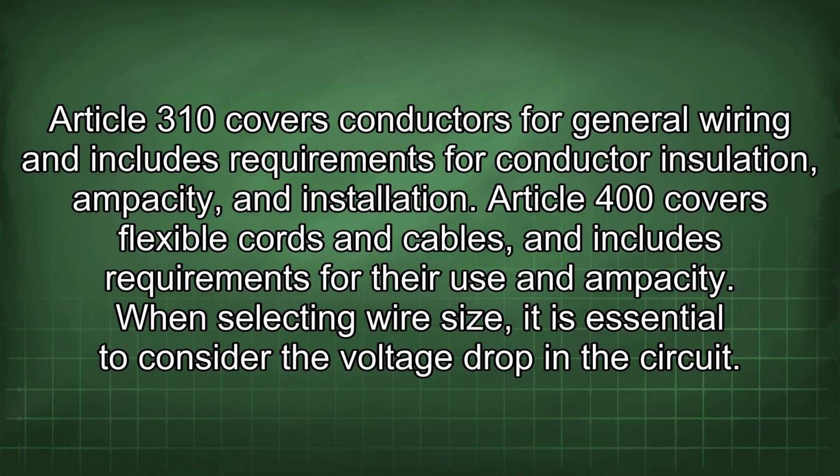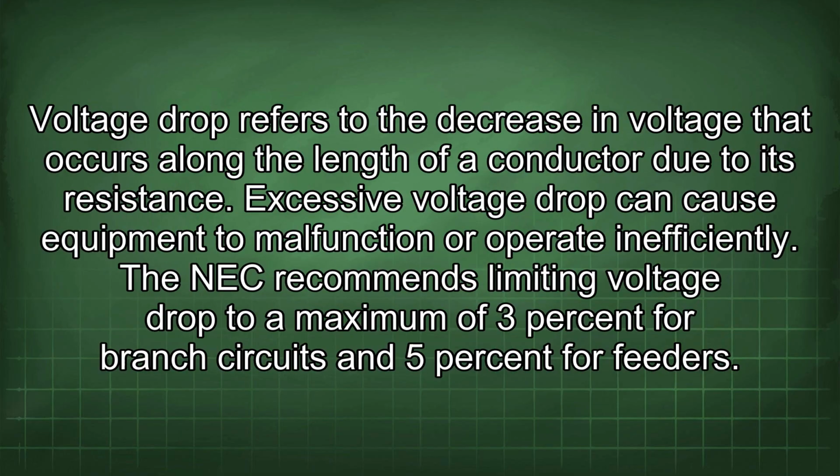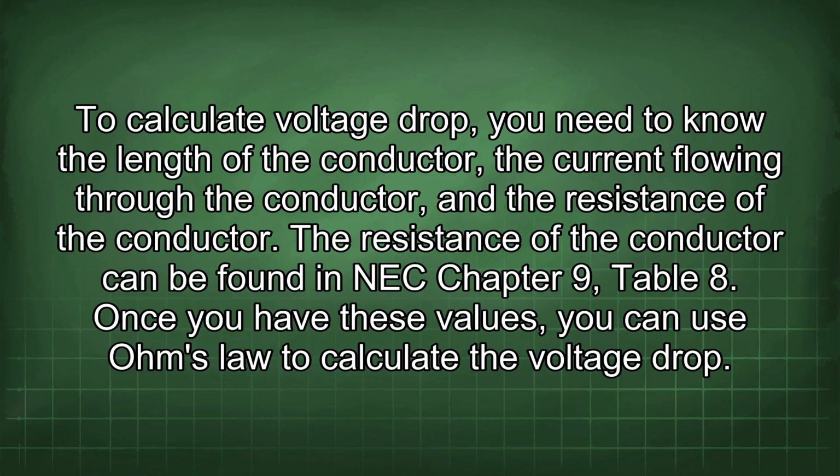When selecting wire size, it is essential to consider the voltage drop in the circuit. Voltage drop refers to the decrease in voltage that occurs along the length of a conductor due to its resistance. Excessive voltage drop can cause equipment to malfunction or operate inefficiently. The NEC recommends limiting voltage drop to a maximum of 3% for branch circuits and 5% for feeders. To calculate voltage drop, you need to know the length of the conductor, the current flowing through the conductor, and the resistance of the conductor.